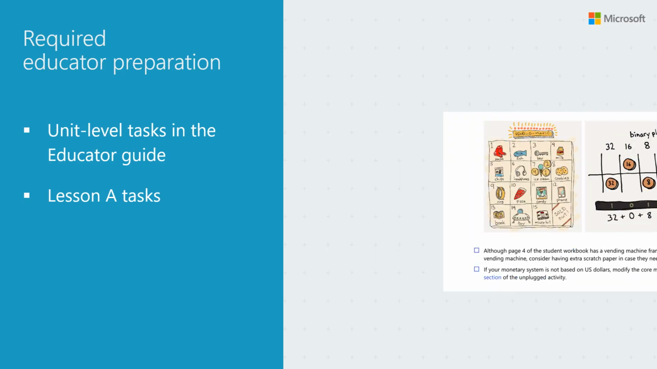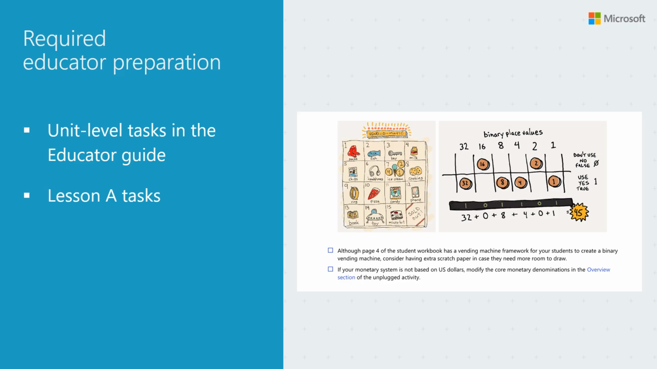Now, each pair of students is going to need a set of 6 coins in denominations of 1, 2, 4, 8, 16, and 32. And these can be as simple as a piece of cardboard or a piece of paper just with a number printed on it. There are some suggestions for creating the coins. If you're located outside the United States, you can modify the core denominations in the overview section of the activity. These aren't real denominations anyway, right? They're not real coins. But you can call them units or some other term that's familiar.